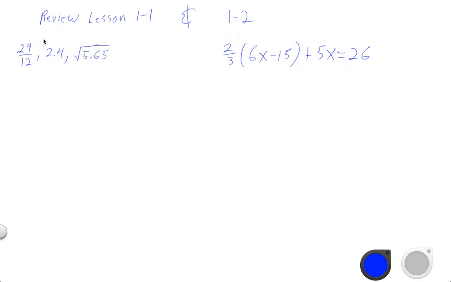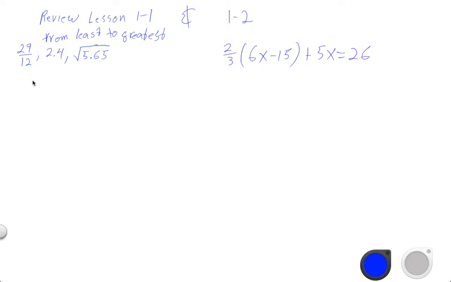For this first one, we want to put these in order from least to greatest. I know that we went over this in 8th grade math. I don't know if we did this for algebra this year. I think you're already supposed to kind of know it. But we need to have these all in the same form. So we have a fraction, a regular decimal, and a square root. We need to have these all in the same form so that we can put them in order.